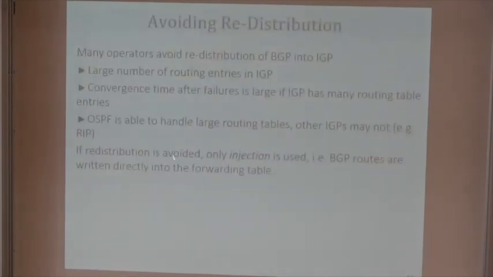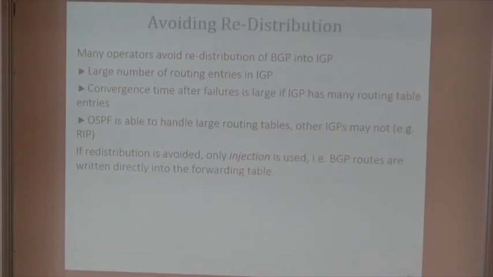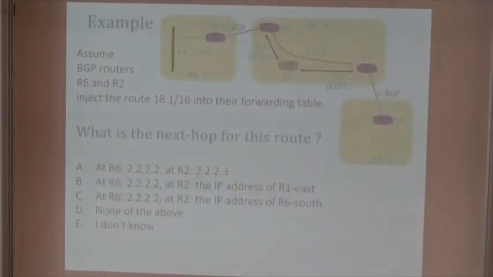So because of all those complexities, conflicts, injections, blowing up of the size of the routing tables, some people prefer to not do redistribution of BGP into the interior routing protocol. In this case, only injection is used. So injection is the fact that BGP routers write what they have learned directly into the forwarding table here.